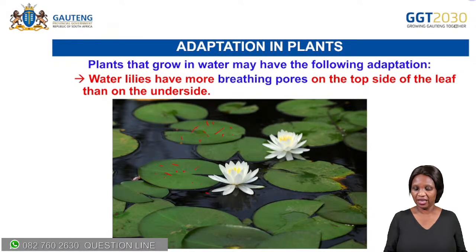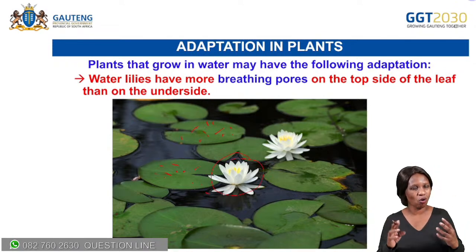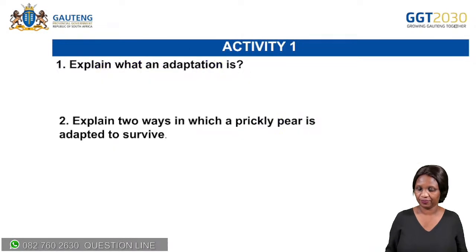All right. And then let's look at the flowers. They are very attractive. Do you see that? Why? Because they attract insects for pollination.